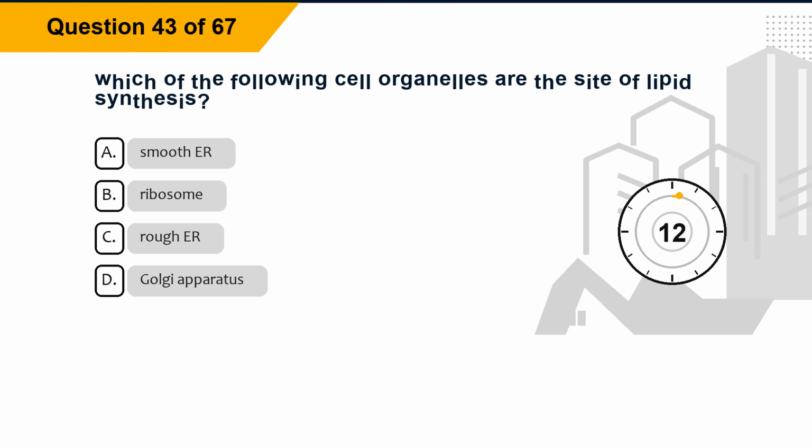Question 43. Which of the following cell organelles are the site of lipid synthesis? Option A. Smooth ER. Option B. Ribosome. Option C. Rough ER. Option D. Golgi apparatus. The correct answer is option A.